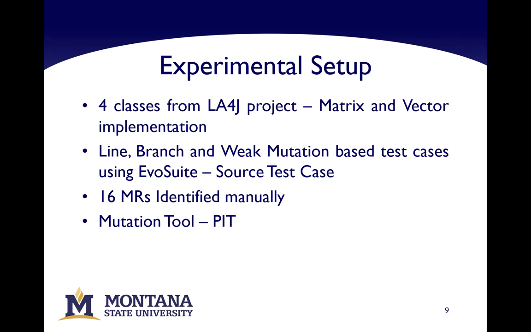Then we verified the input-output relationships of the metamorphic relations with sample values. Then we ran those MR modified source test cases with automated source test inputs on the original programs and verified the MR properties again. If any metamorphic relation didn't hold for any test input, we excluded that metamorphic relation for that particular input. And to measure the fault detection effectiveness, we calculated the mutation score, and to generate the mutants we used the PIT tool.